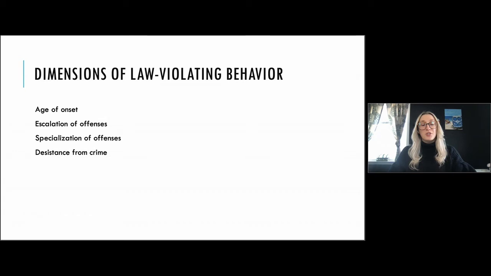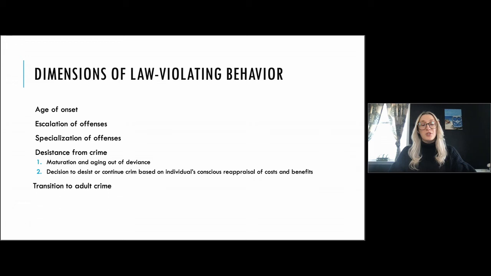Desistance from crime. This is the age of termination of delinquency. So there are two main ideas here. The one suggests individuals pursue conventional lifestyles when they deal with the undesirability of continuing that unlawful activity. The second says that people will continue to weigh the costs and benefits of continuing or desisting from crime, and will eventually stop if the costs outweigh the benefits.